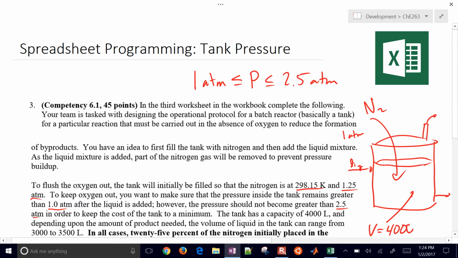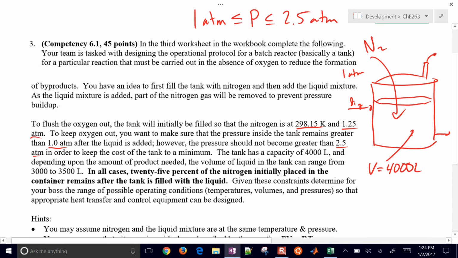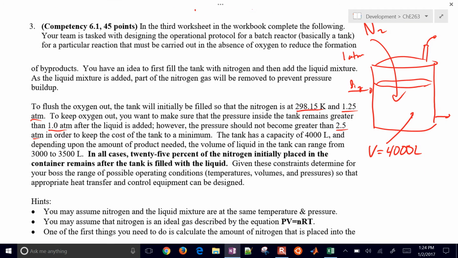The tank has a capacity of 4,000 liters. Depending on the amount of product needed, the volume of the liquid in the tank can range from 3,000 liters, which might be this level right here, up to 3,500 liters. So it has to be able to fluctuate. After we've done an initial purge, we don't let any more nitrogen out.